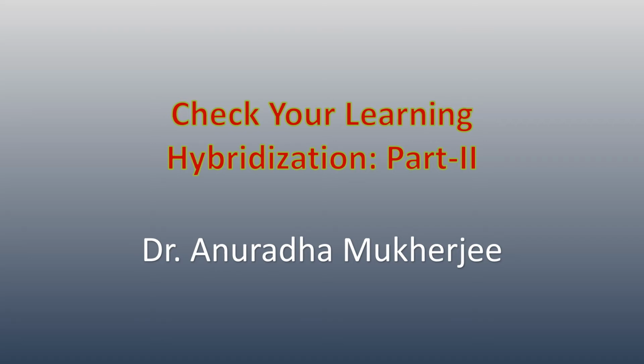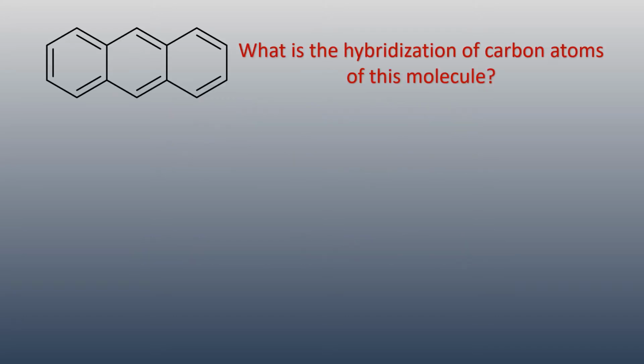Hello students, today we are going to discuss few more examples to understand the concept of hybridization of different atoms in a molecule. So now we have to find out the hybridization of carbon atoms of this molecule. This molecule is anthracene molecule, which is aromatic.